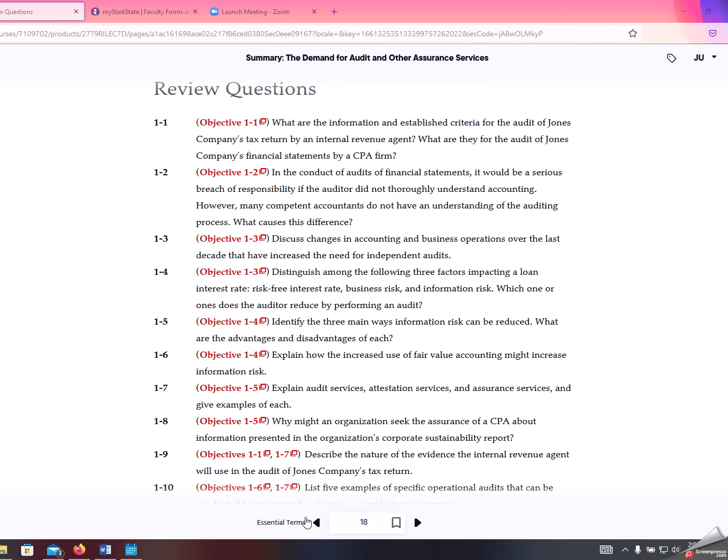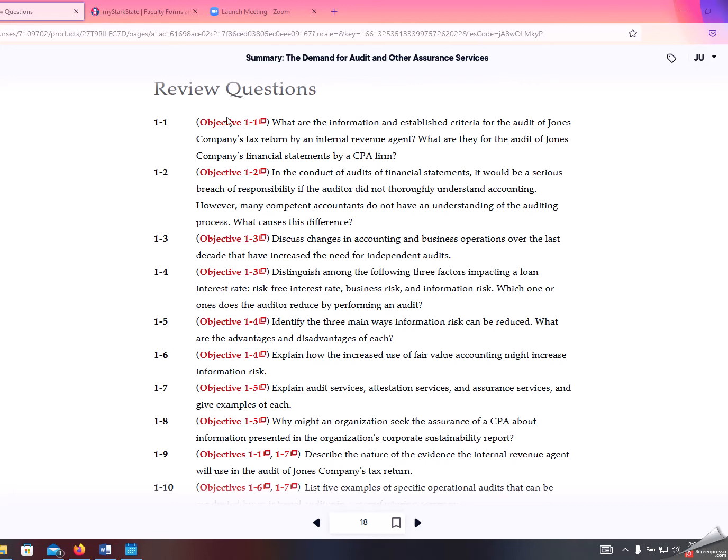The audit of the financial statements of that same company is going to go back to generally accepted accounting principles to verify that the financial transactions are all in accordance with GAAP. So again, you're still taking information provided by that client, but it's what you're comparing it to. With the tax return, it's going to go to the Internal Revenue Code, and with the financial statements, it's going to go to generally accepted accounting principles.